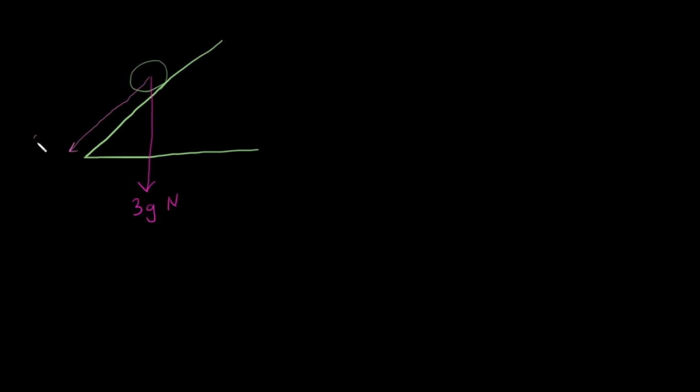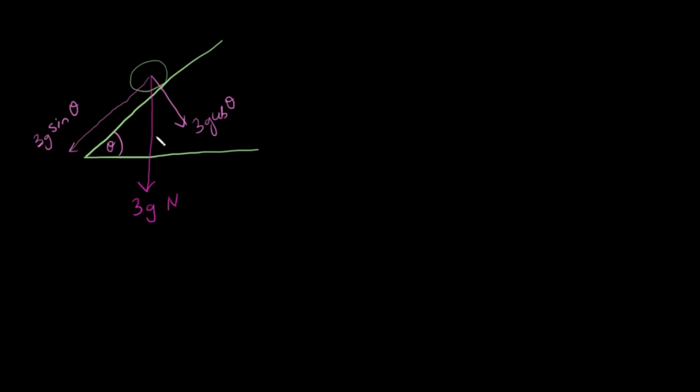So in case of an inclined plane surface, we have an object on an inclined plane, and it has a mass of 3 kg, so its weight would be 3g Newton, and it would have two components. One of the components would be 3g sine theta, if this angle is theta, and the other one would be 3g cos theta.